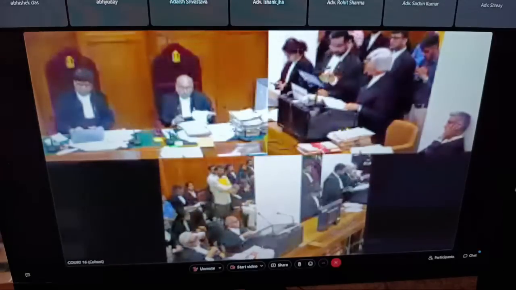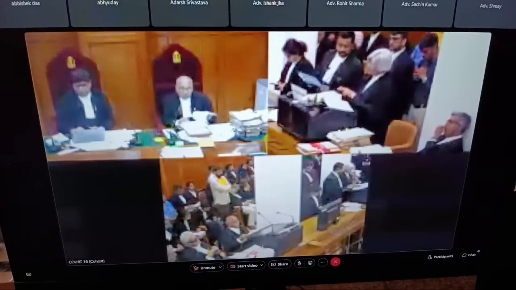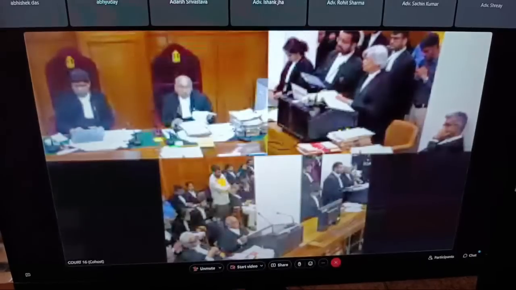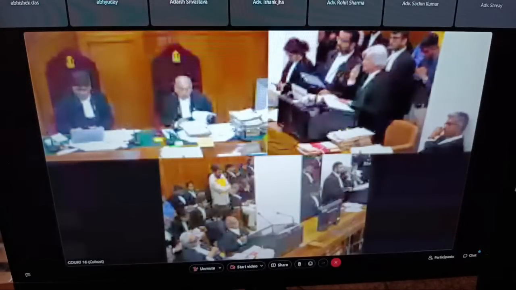So my lords will find that particular part being dealt with at page number 52. Would my lords like to see that part? Yeah, we have 52 with us.